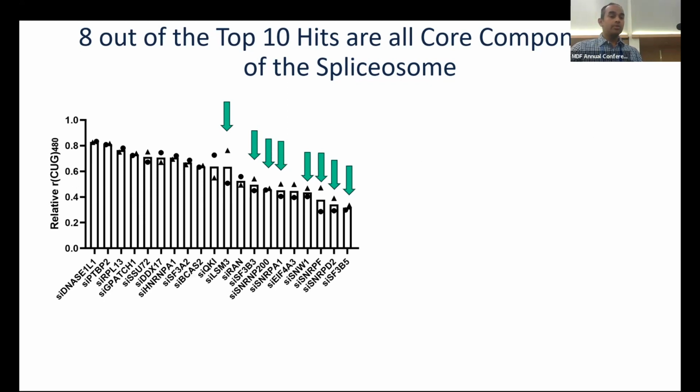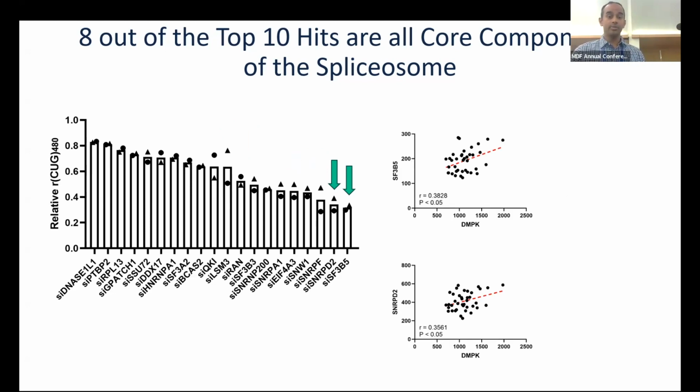It was interesting that knocking down these core components of the spliceosome actually led to a selective reduction in CUG 480 levels. So we wondered if there was any correlation between expression of any of these factors in DM patients and the expression of DMPK, which carries the expansion. So we analyzed the expression of these top 8 spliceosomal hits in DM patients on dmseq.org. This is TA RNA-seq data. And what we noticed was a significant positive correlation between our top 2 hits, SNRPD2 and SF3B5, and DMPK expression.